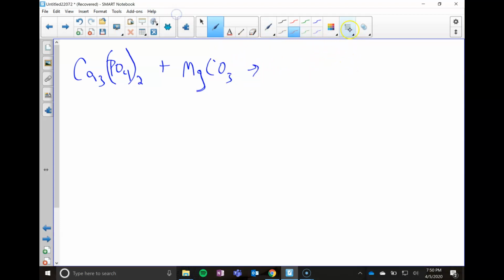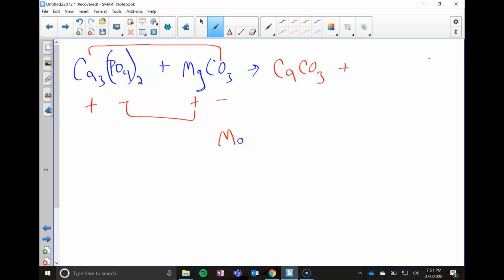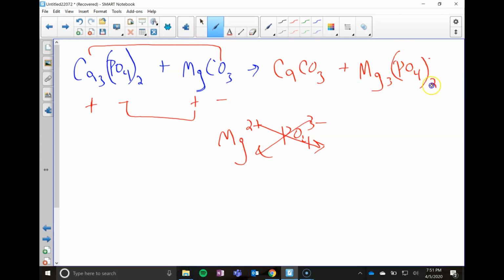What's going to be the resulting products? So here's our 2 ionic compounds, double replacement, so they're going to swap partners. Calcium is going to pair up with carbonate. Calcium positive 2, carbonate negative 2, so they just cancel out. Magnesium pairs up with phosphate. Magnesium has a positive 2 charge. Phosphate has a negative 3 charge. So when they combine, crisscross: Mg3(PO4)2.